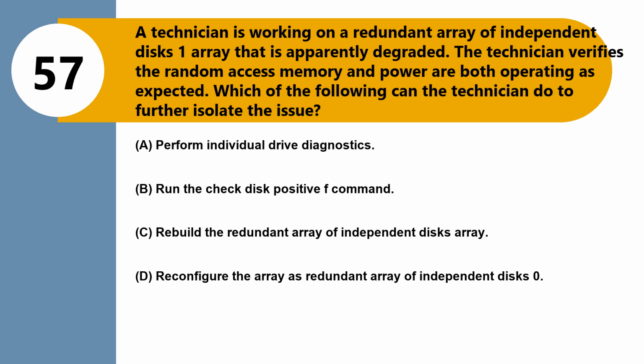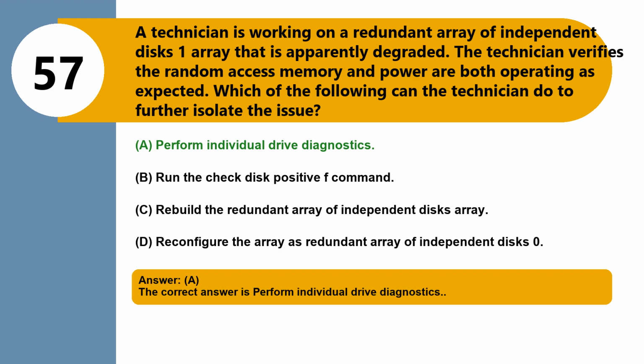Question 57. A technician is working on a redundant array of independent disks, or RAID, array that is apparently degraded. The technician verifies the random access memory and power are both operating as expected. Which of the following can the technician do to further isolate the issue? Option A, perform individual drive diagnostics. Option B, run the chkdsk /f command. Option C, rebuild the RAID array. Option D, reconfigure the array as RAID 0. The correct answer is option A, perform individual drive diagnostics.